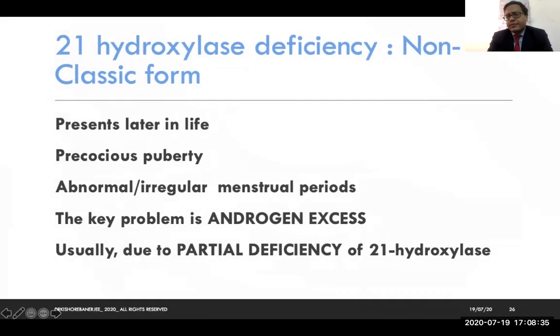Now there is a non-classic variant. Non-classic, as I already mentioned, means partial deficiency is there. So the only thing is that immediately after birth, there will be no urgent situation like that. They will not be developing shock and something like this. So they usually present later in life.